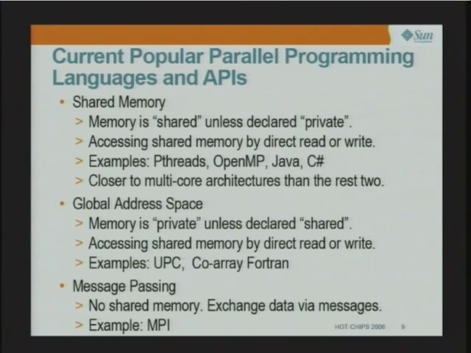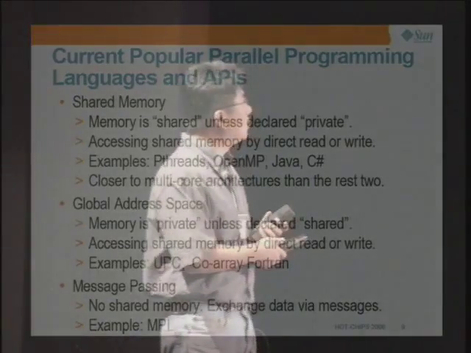This is the most popular approach for multi-threaded application architectures. Examples using this programming model include pthreads, OpenMP, Java, and C#. It's closer to the multi-core architecture than the other two. The others are the global address space programming model and the message passing model. So I'm going to talk about these three.